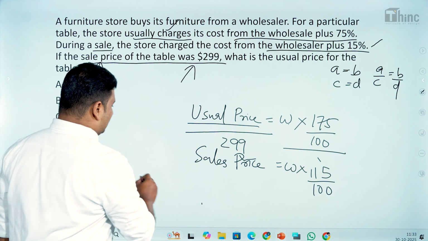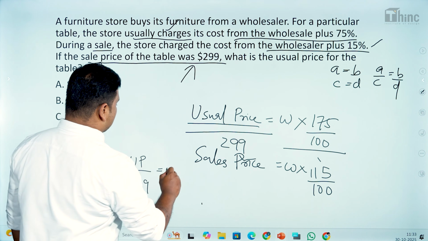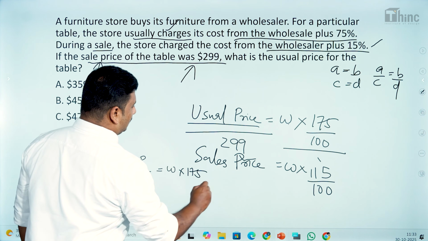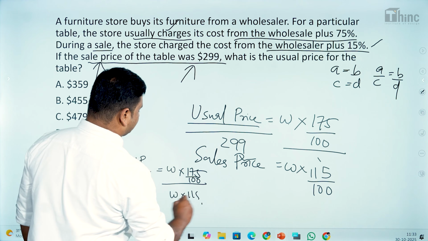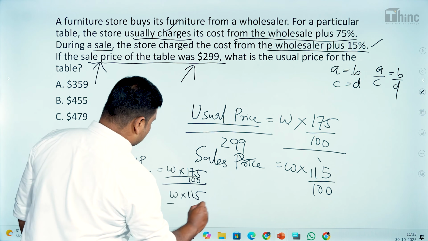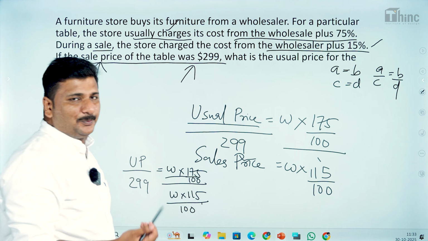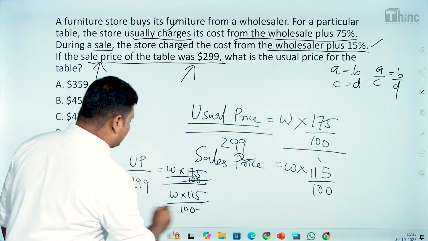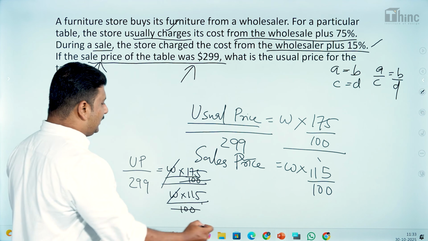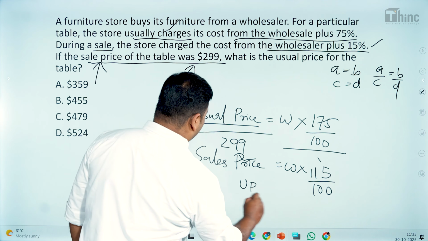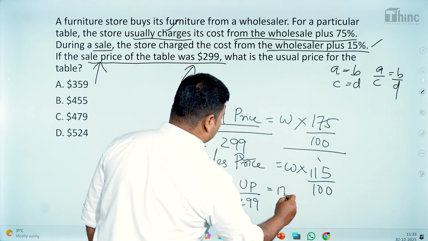So I'm just writing the next part here. Usual price by sales price, we already know 299, equals W into 175 by 100 divided by W into 115 by 100. We can put this by sign together because it is a multiplication actually. Now what is the good part in this? We can directly cancel the 100 off. We can directly cancel the W. Now what are we getting? Usual price by 299 equals 175 by 115, as simple as that.